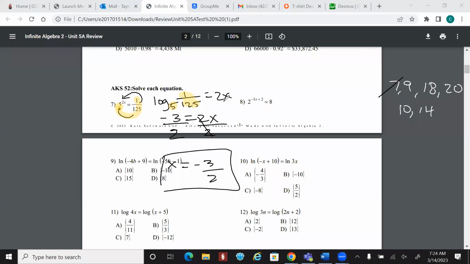So on number 8, we're going to do the exact same thing. We're going to use the circle of life to write this out as log. We're going to say log of base 2 of 8 equals -3x plus 2. Put plus 8 like in between here.